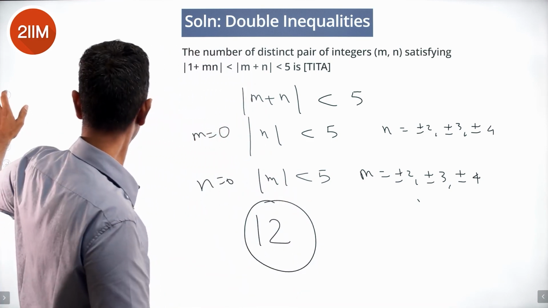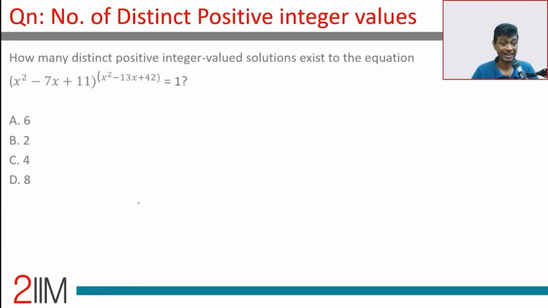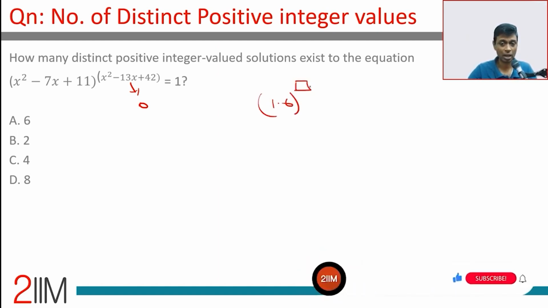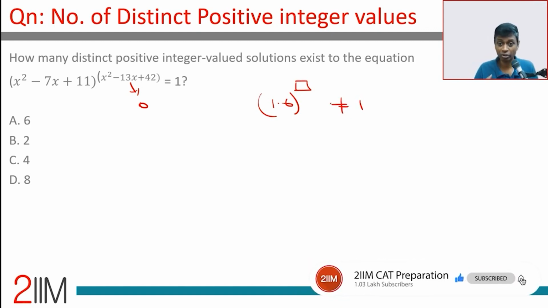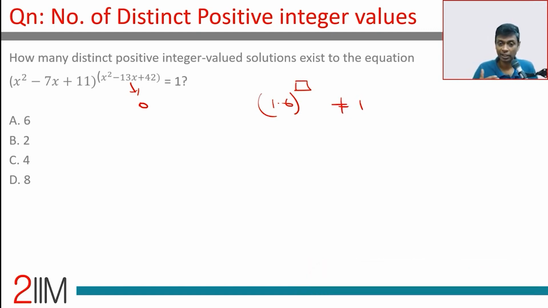And a wonderfully tough question: (x square minus 7x plus 11) to the power (x square minus 13x plus 42) is 1. Sounds like an incredibly tough question. But think about this. Any number to the power 0 is 1. So this could go to 0. And if you have a number other than 1 to the power of anything apart from 0, it cannot be 1, because for a positive power it will keep going higher and higher. A negative power will keep going less than 1.